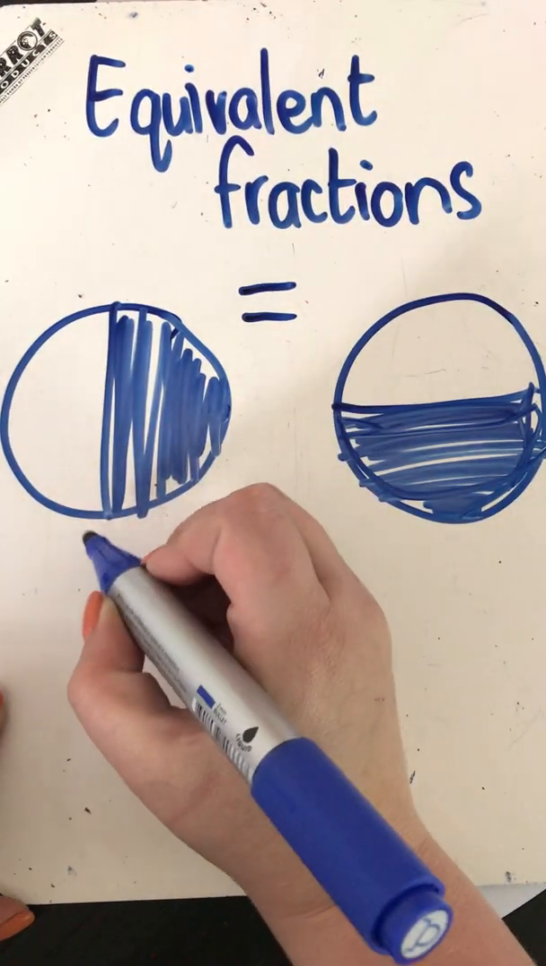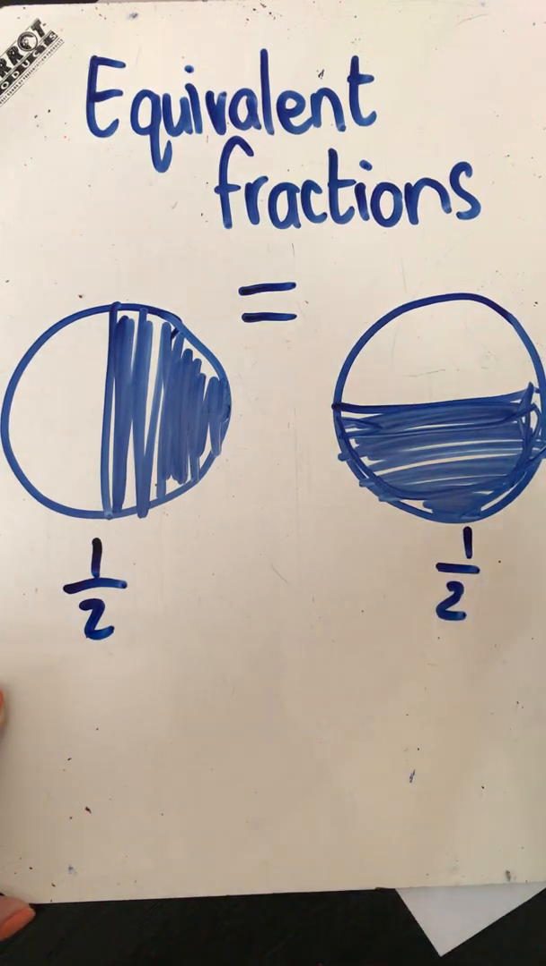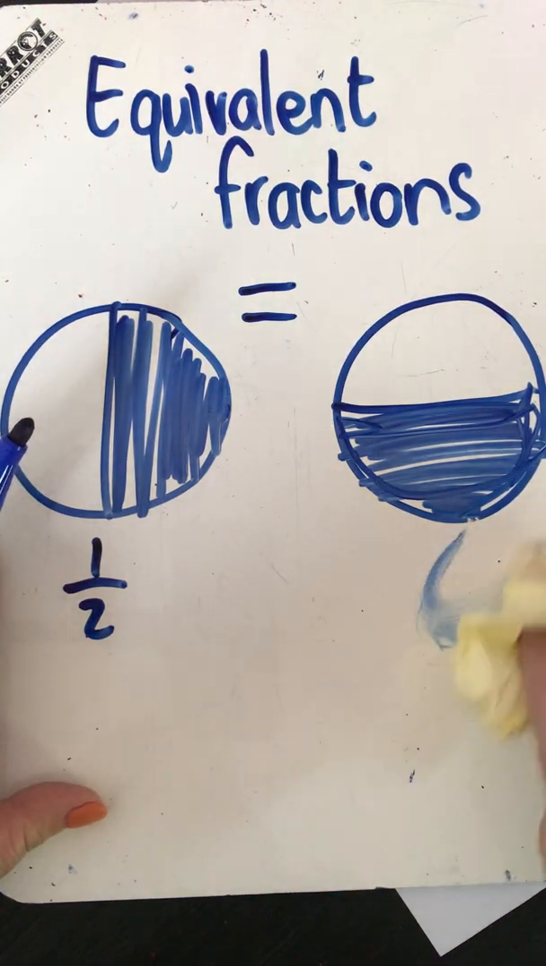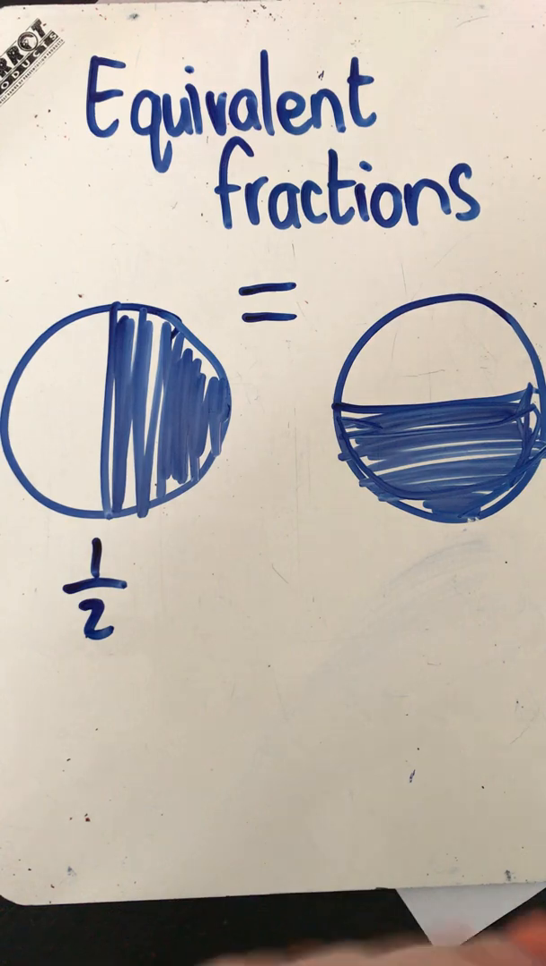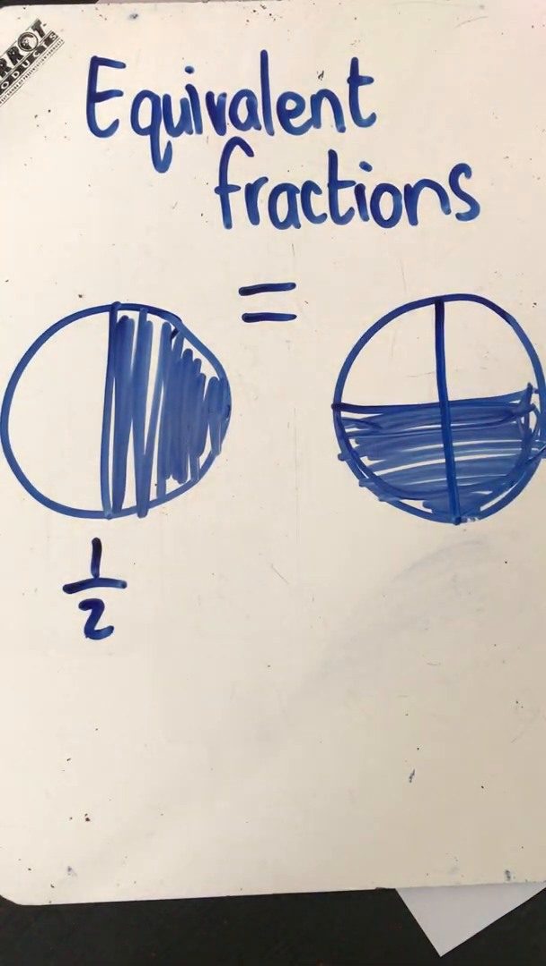So this one, half has been colored, half has been colored. They are equivalent fractions. Right? You're with me so far? Because they are the same. Half and half. But now, what happens if this one was actually cut into 4 pieces?